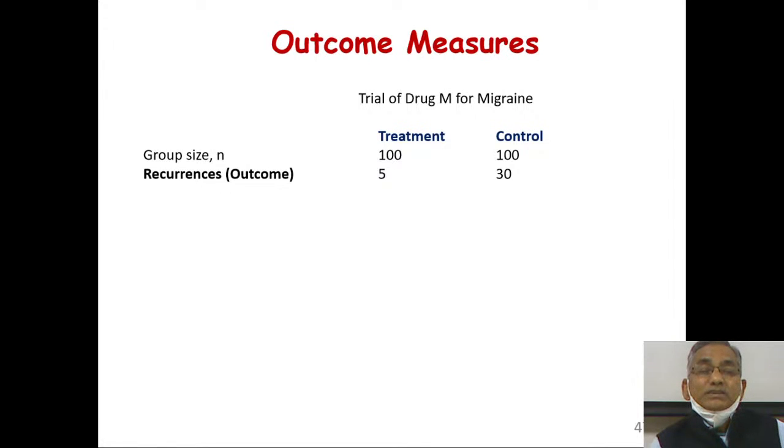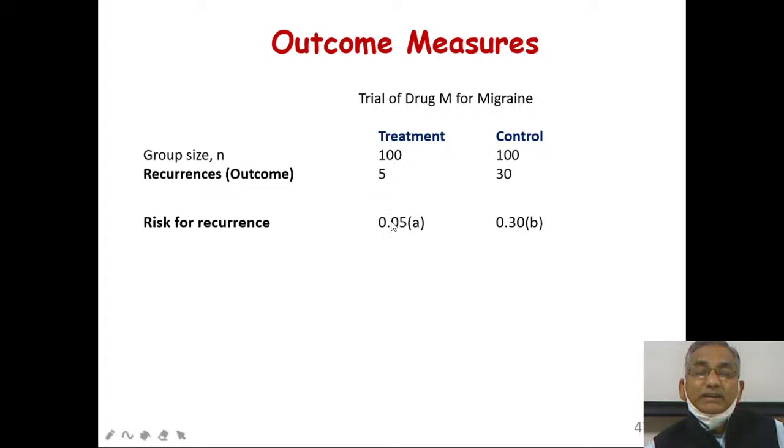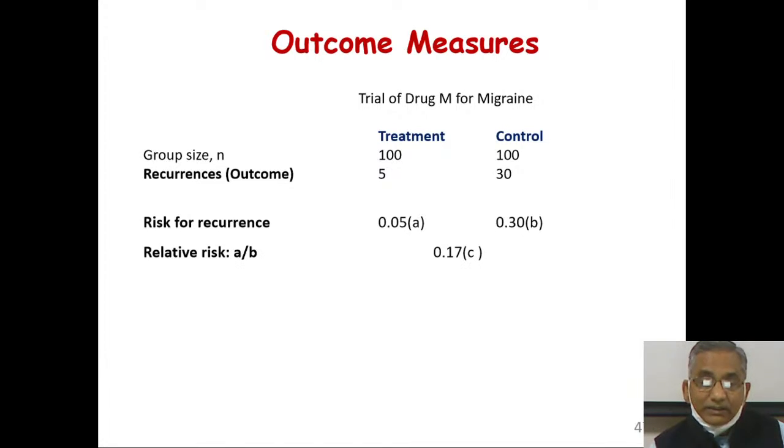So what do you calculate? First, you calculate the risk of recurrence. So what percentage of patients recurred in the treatment group? 5 upon 100, that is 0.05. That is the risk of recurrence. What is the risk of recurrence in the control group? 30 upon 100, 0.30. So this is the summary measure in group A and summary measure in group B. But then you have to compare the two. So to compare the two, you will calculate relative risk.